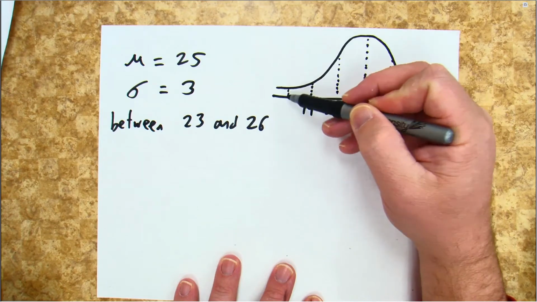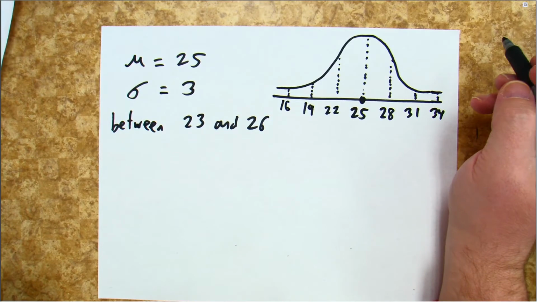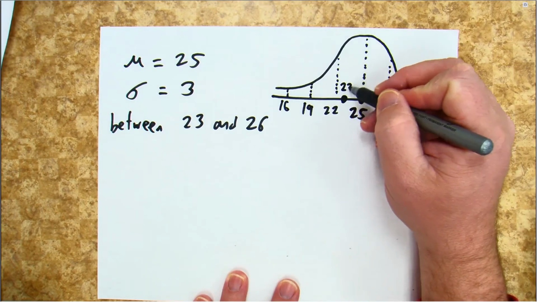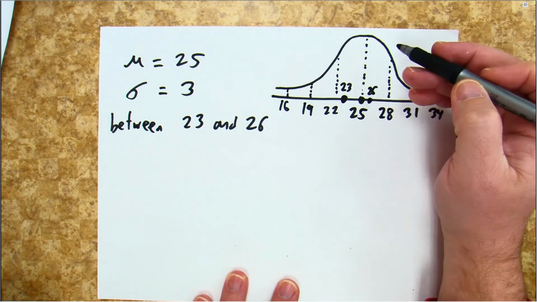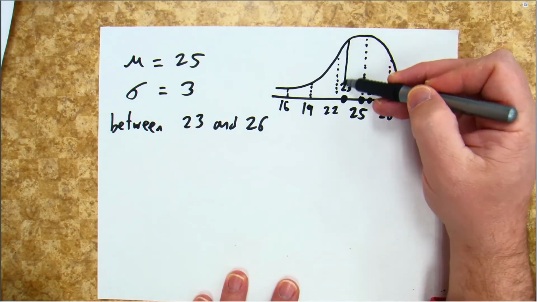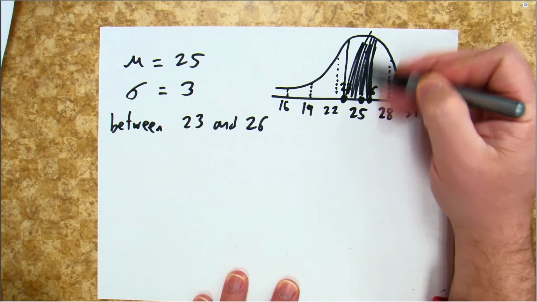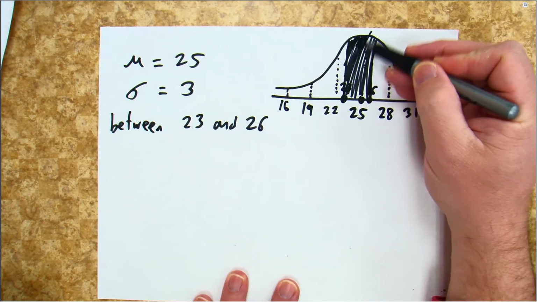And what they're really asking for is, what percent of the data is between, let's say, 23, which is right there, and 26, which is right there. I'm going to draw this in because I'm not going to do this for every problem. But they really want to know what is the area of that shaded region.